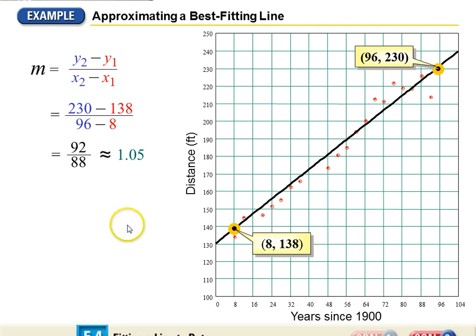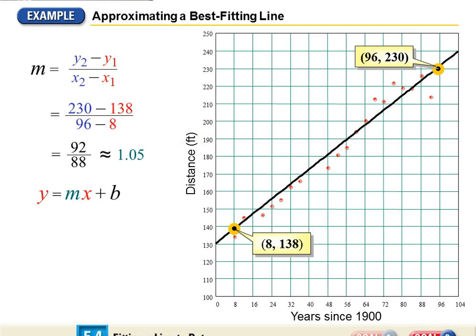And the approximate slope of this line is 1.05. The 92 comes from 230 minus 138. The 88 comes from 96 minus 8. 92 over 88 is approximately 1.05. And if you want to leave it as 92 over 88, that would be fine. That might pose some problems later, though. So we're going to change it to 1.05, and we'll see why here in a minute.